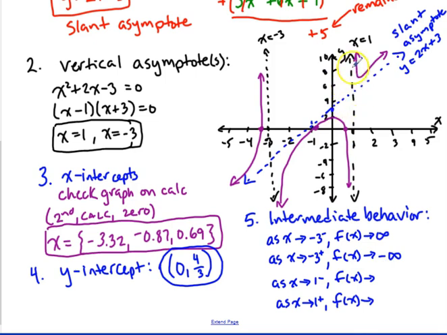As we approach x equals 1 from the left side, we're going towards negative infinity, and vice versa on the positive side of 1.